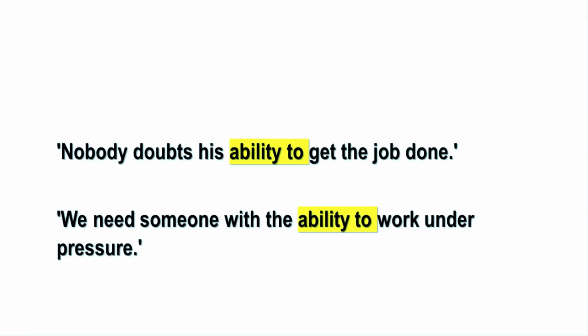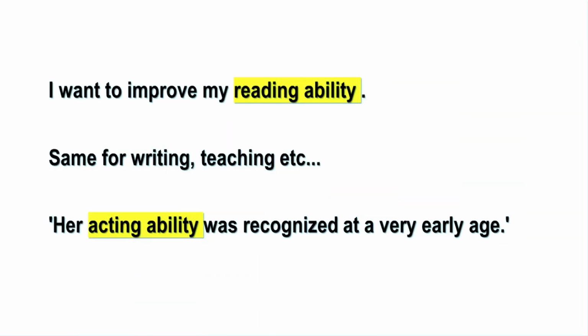The first sentence is grammatically wrong. We say ability to do something, not of doing. Example: nobody doubts his ability to get the job done. We need someone with the ability to work under pressure. Also, I want to improve my reading ability. Same for writing, teaching, etc. Her acting ability was recognized at a very early age.